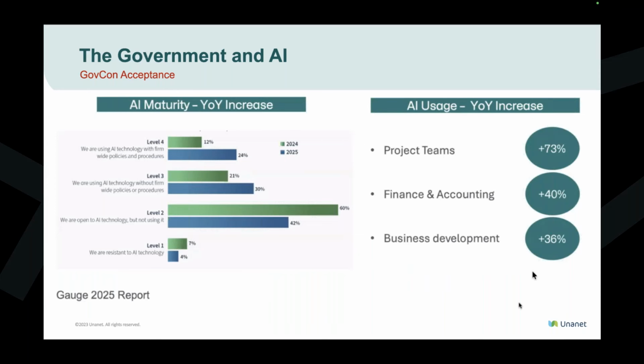Is showing because the usage of AI across GovCons is actually increasing year over year. So it's not just the business development teams who are using it to write their proposals and find new opportunities, which is what we're going to cover today. It's also finance and accounting and project teams.